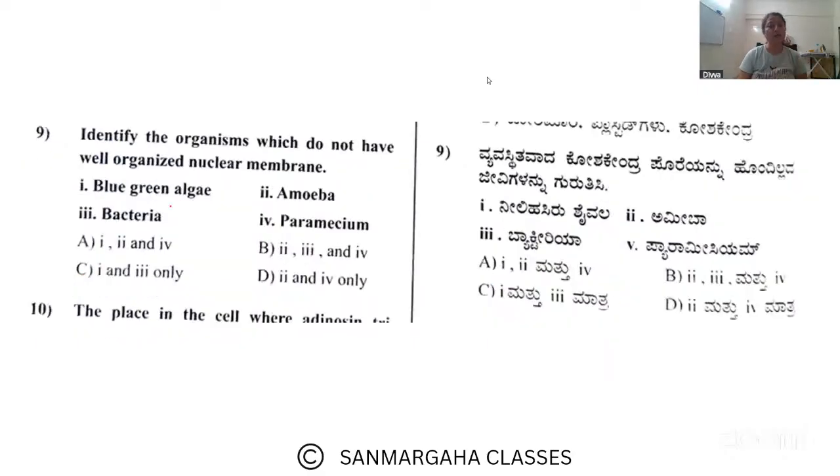Identify the organisms which do not have well-defined nuclear membrane. So you have to tell me the organisms which do not have well-organized nuclear membrane. That means well-defined nuclear membrane.